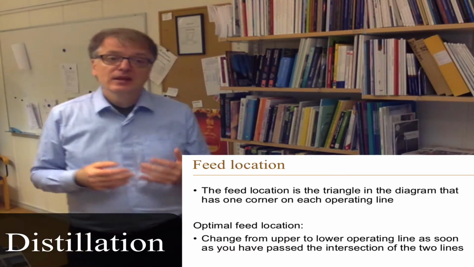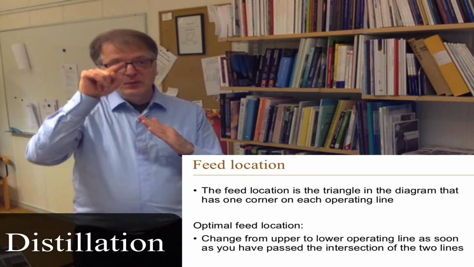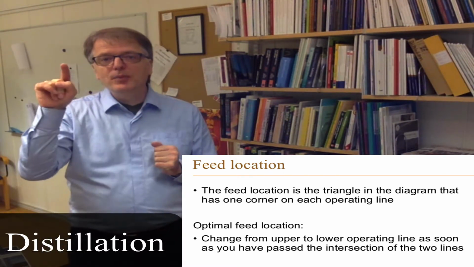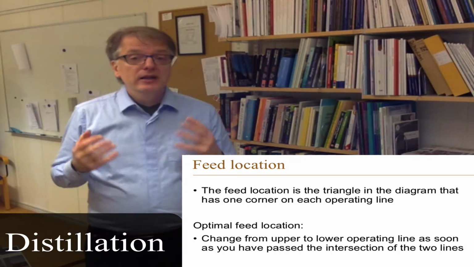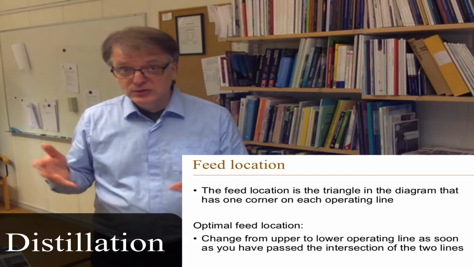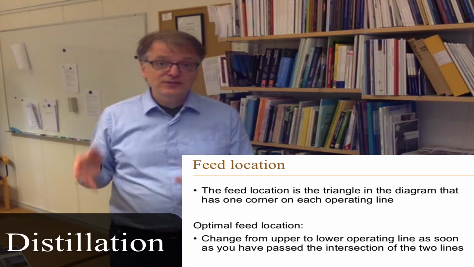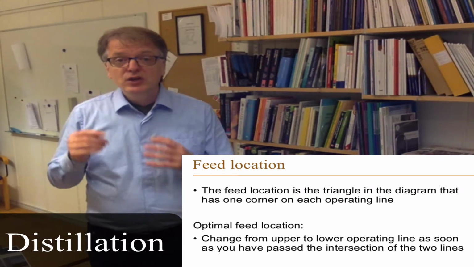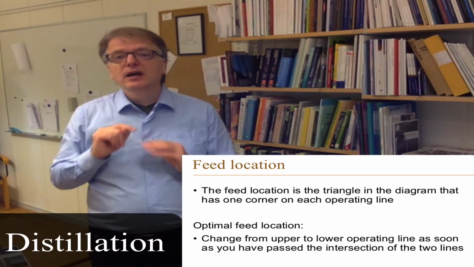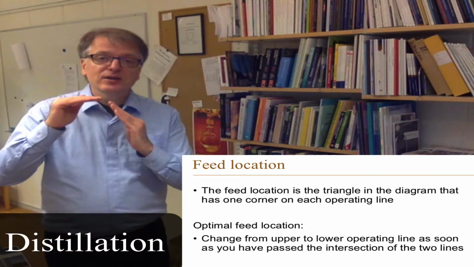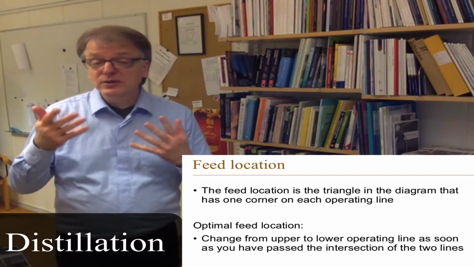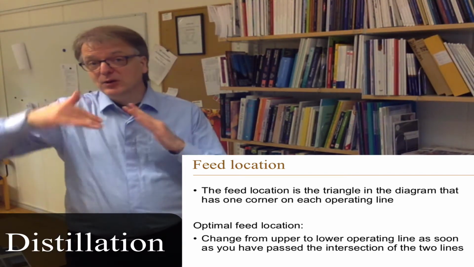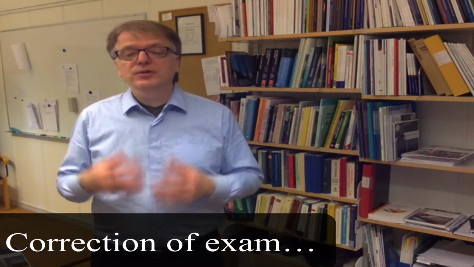Finally, the feed location. That is the triangle in the diagram where you start at the upper operating line and end up on the lower operating line. If you want to place this optimally, so as to get as few triangles, as few equilibrium stages as possible, you should shift between the upper operating line and the lower operating line as soon as you have passed the intersection between the 2 operating lines. You can figure that out just by thinking of it geometrically. So that was a quick summary of my part of the written exam.